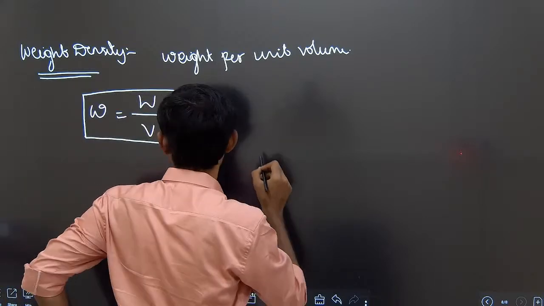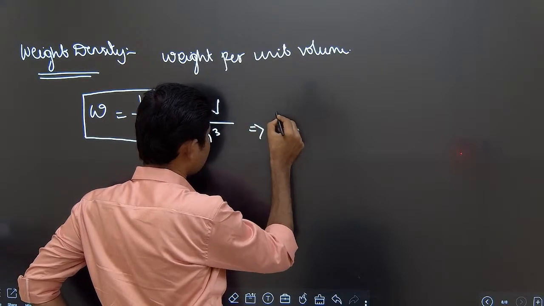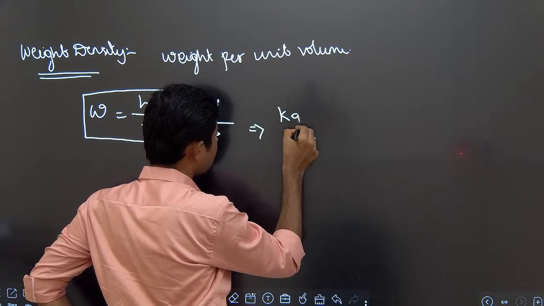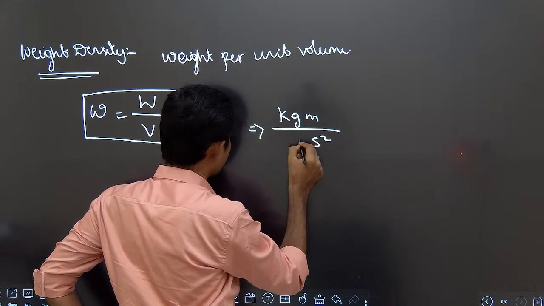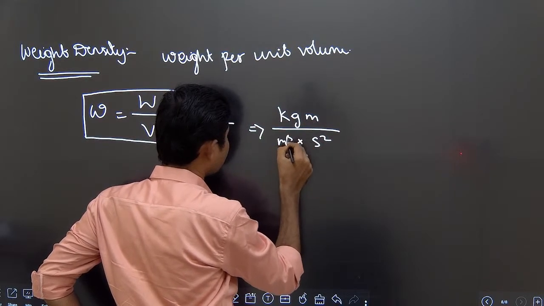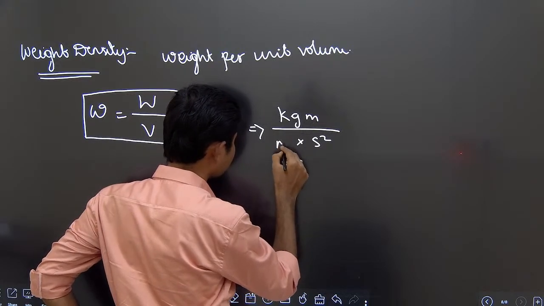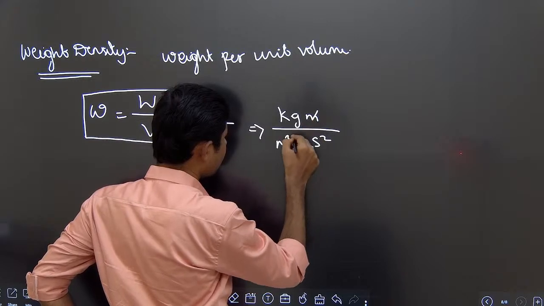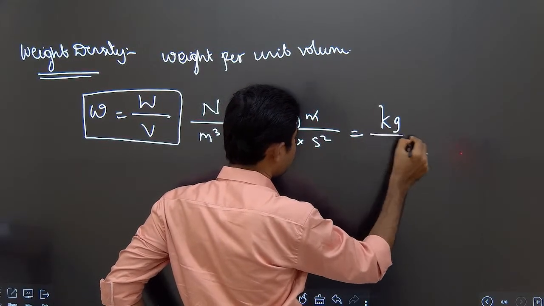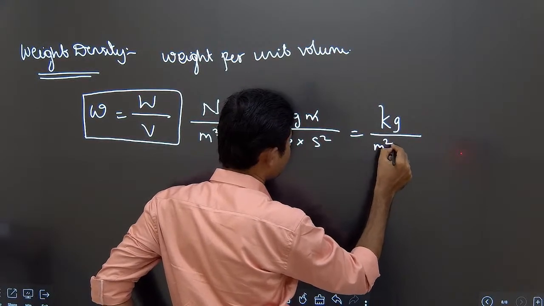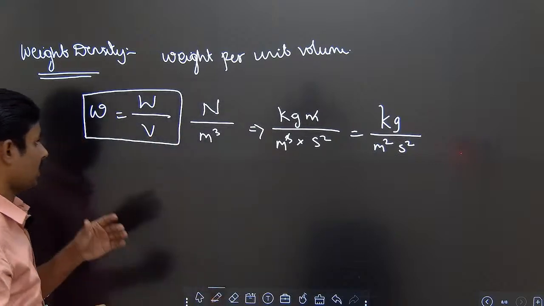What is Newton? We can write kg meter per second square into meter cube. This meter cancels. We can write kg per meter square per second square. Right?